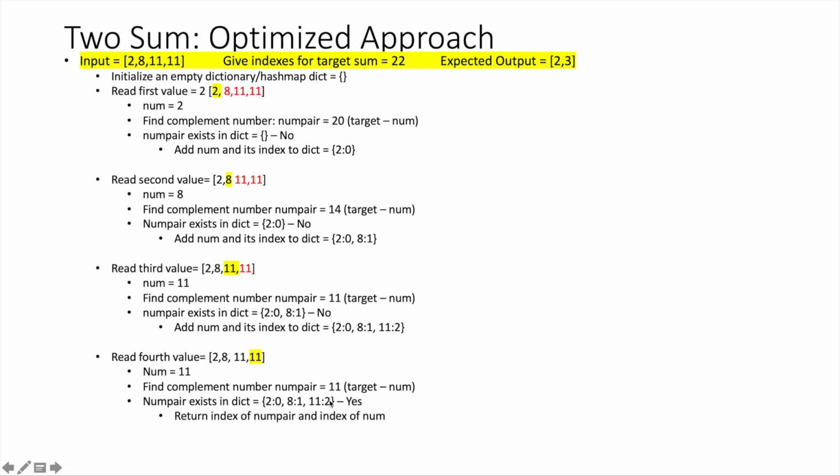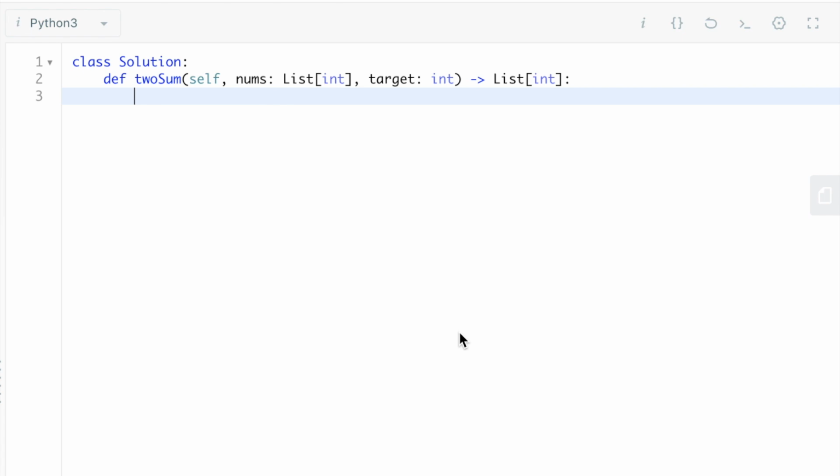So now all you have to do is return the index of your complement number. You can do that by finding the value in this dictionary. And then we have to return the index of our num, which in this case is 3. So basically this is going to return 2, 3, which is our expected outcome. Now that we know that approach 2 is the most optimal solution, let's go into how to actually code the solution. So what we're first going to do is initialize our dictionary.